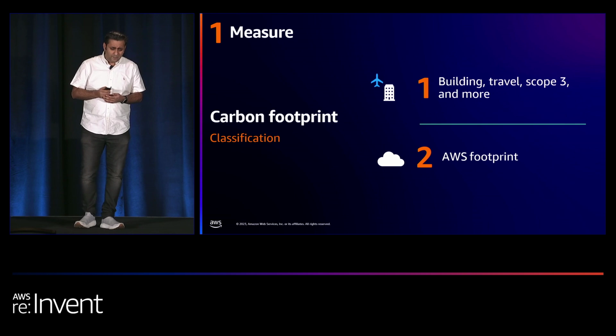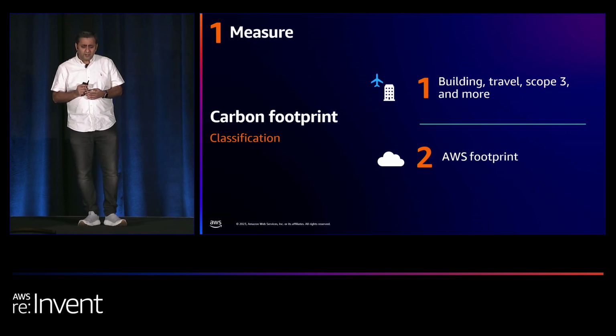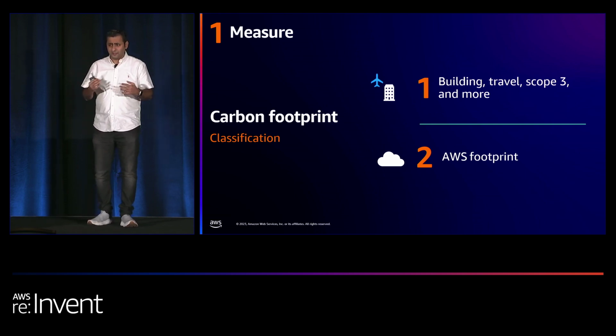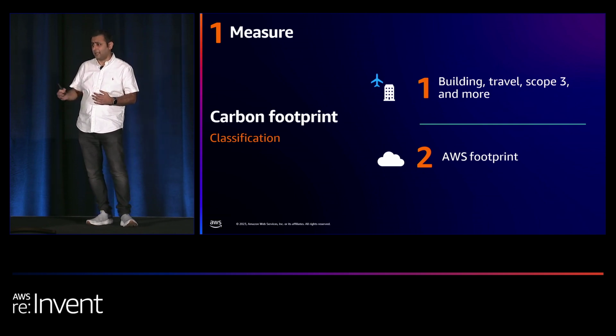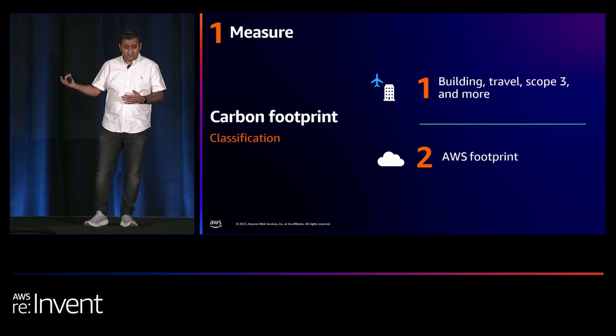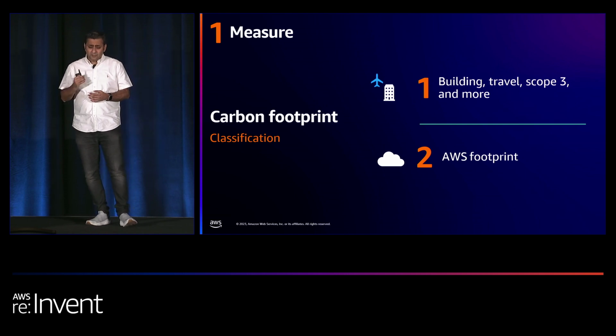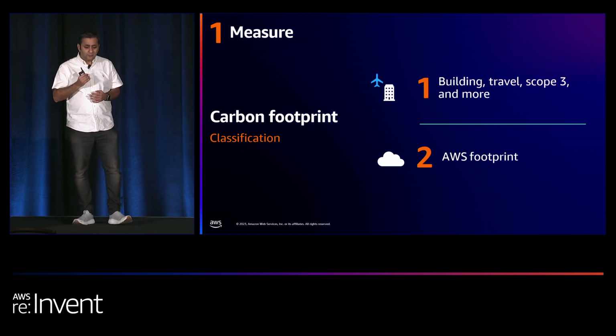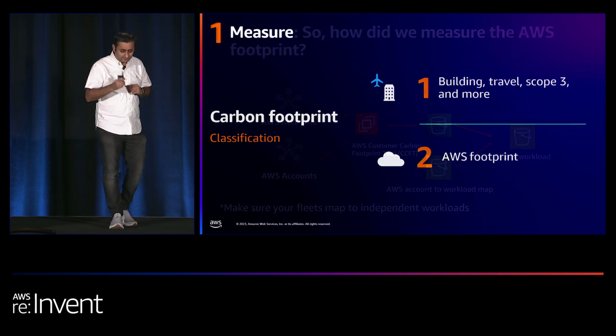So let's talk about measuring. We identified that our total footprint ultimately consists of 2 things. There's things like building, there's travel, there's scope 3, there's emissions that come from serving ads on 3P websites or third-party websites. And the second bucket that we control more directly is our tech footprint on AWS. Today, we are going to focus on this second bucket.